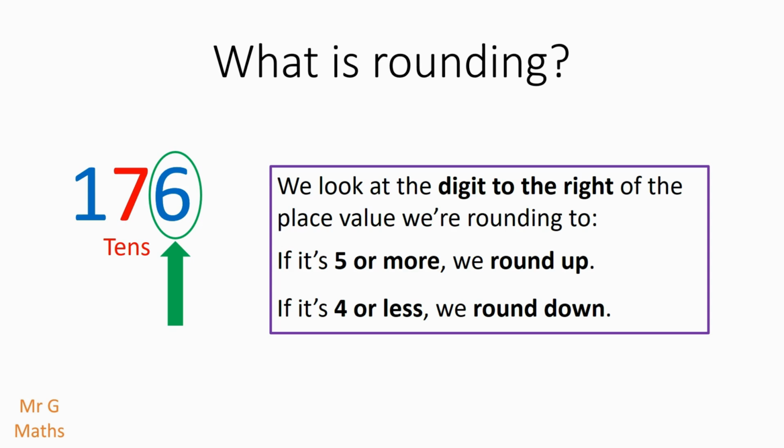Here, the number that I've circled is 6. 6 is more than 5, so we round up. Our 70 becomes 80. 176 equals 180 to the nearest 10.